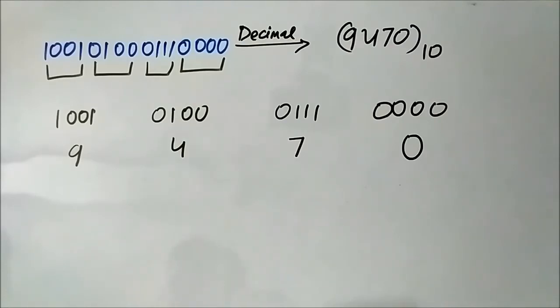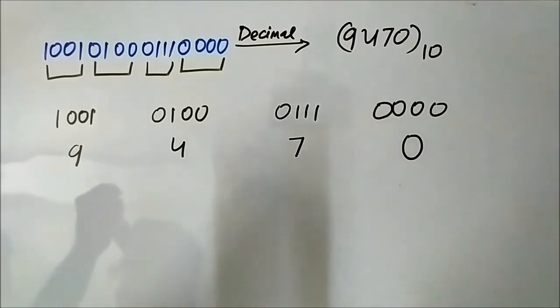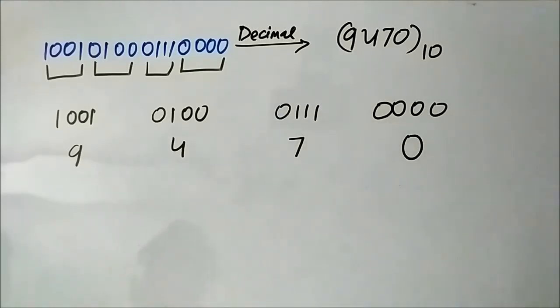So here we have discussed the BCD, binary coded decimal system, or the 8421 coding system. We have discussed some basic features associated with it, and how to convert any given decimal number into BCD and vice versa.